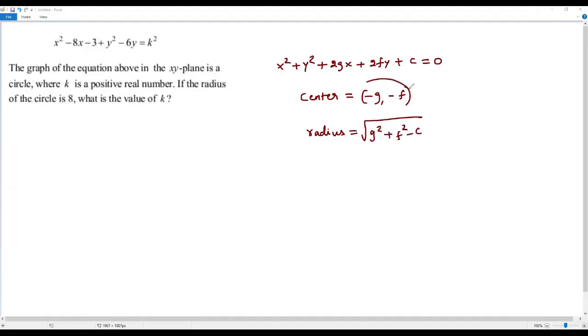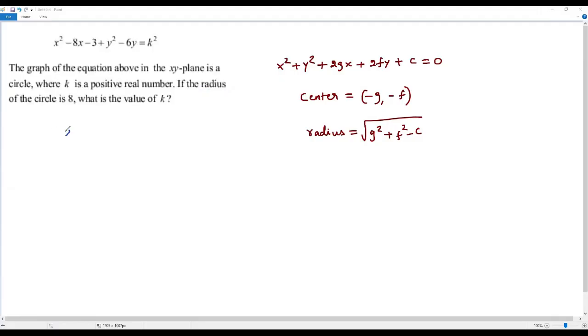Here, the formula for the center is not required because we have information about the radius. Just for information, I have given this formula. Now, let's write the given equation of the circle exactly in this form so that we'll be able to get the values of g, f, and c. And we can use the information we have and get the value of the constant k.